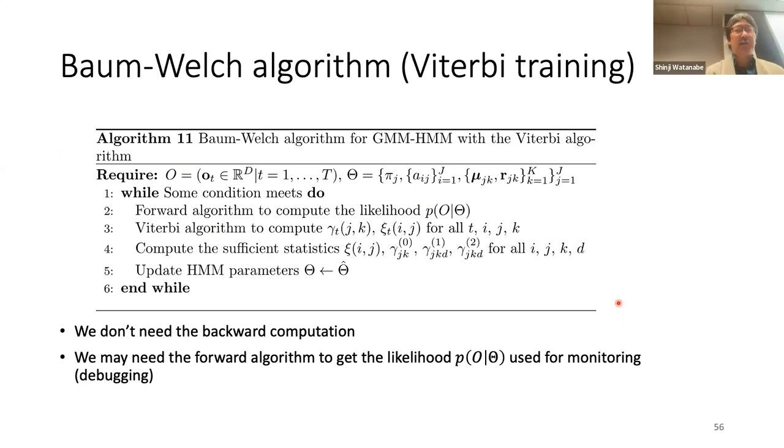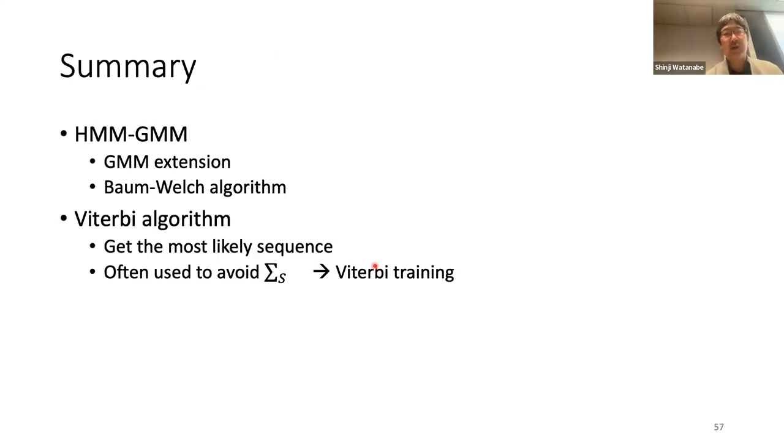But as a simple training algorithm, Viterbi training is quite often used, where instead of the forward-backward algorithm, we just use the Viterbi algorithm, compute the sufficient statistics, and update the parameters. So this is the simpler version of forward-backward, and this is the main part of the homework of this coding assignment.